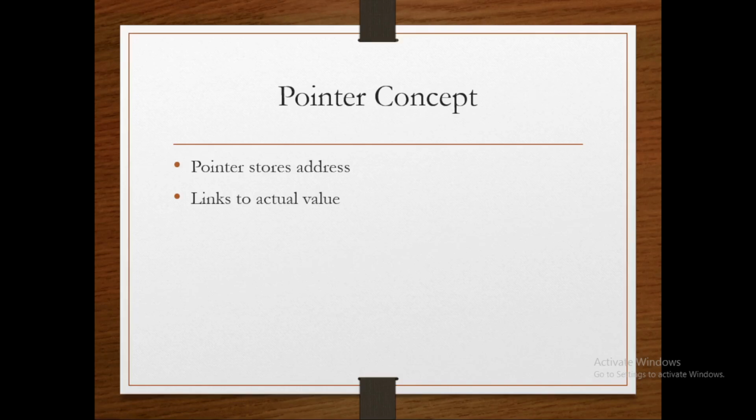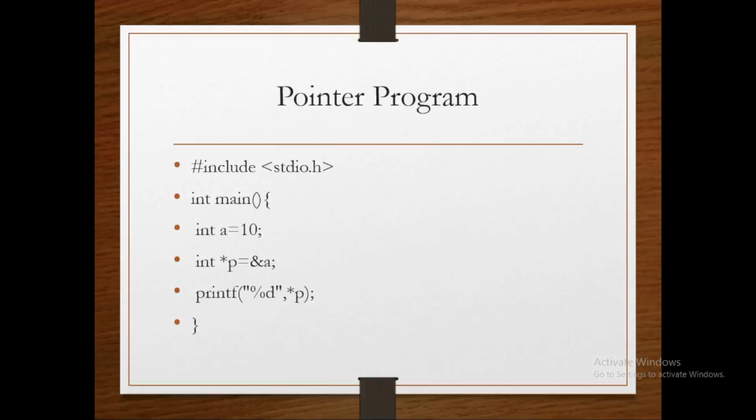Now let's see a simple program. We declare variable a equals 10, then pointer p equals &a. Now when we print *p, it prints 10. So even though we are not directly printing a, we are accessing its value using pointer. This shows how powerful pointers are. What will happen if we print p instead of *p?